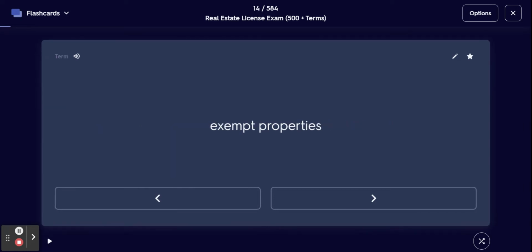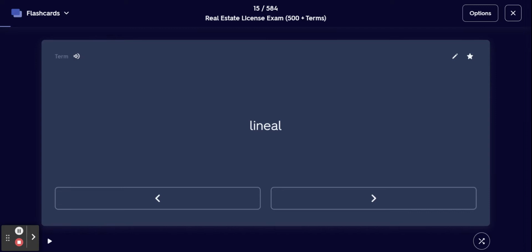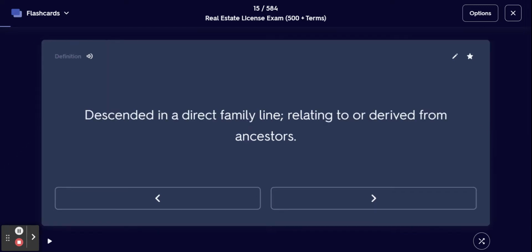Exempt properties. Properties that have been decreed to be excluded from taxation or claimed by others. Lineal. Descended in a direct family line relating to or derived from ancestors.